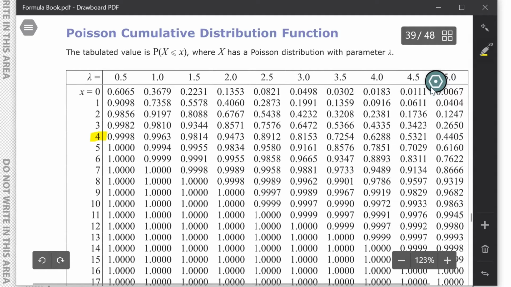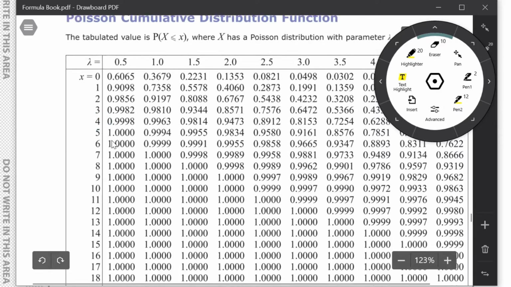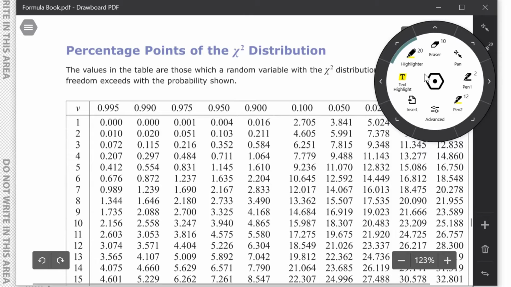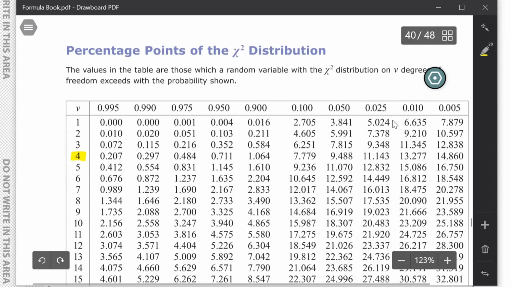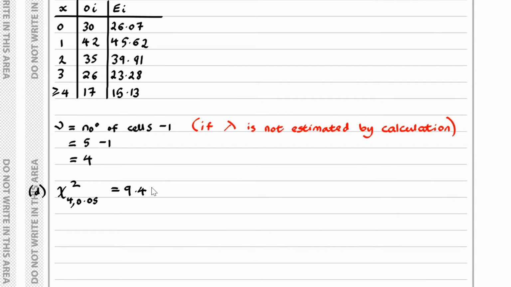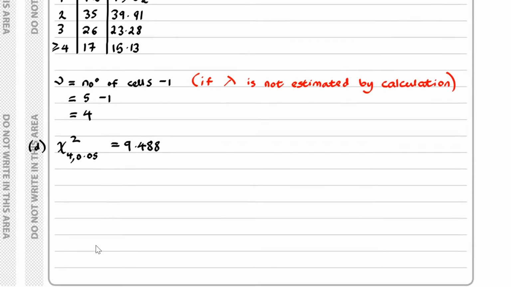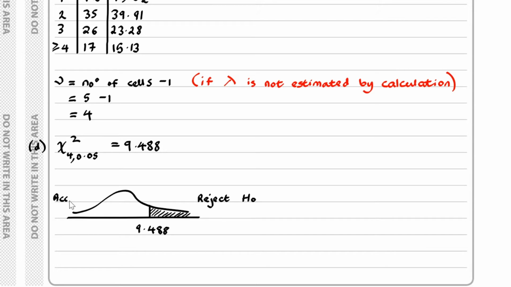We're looking at, sorry, this is Poisson. We want this one, so we want 4 degrees of freedom. We're looking at 5%, so that's 0.05, and the corresponding value, you'd find that to be 9.488. So we have 9.488. Okay, so if we draw a quick diagram to illustrate this, we have our critical region here, and our critical value, that would be 9.488. Here of course is where we reject H0, and here is where we accept H0.